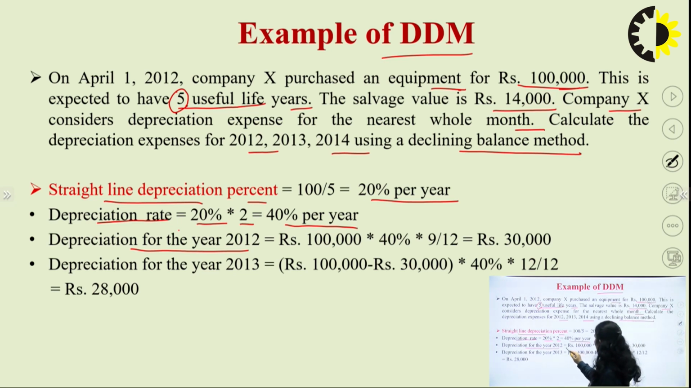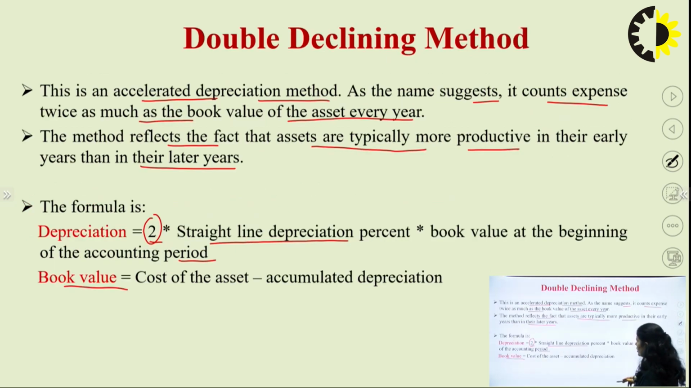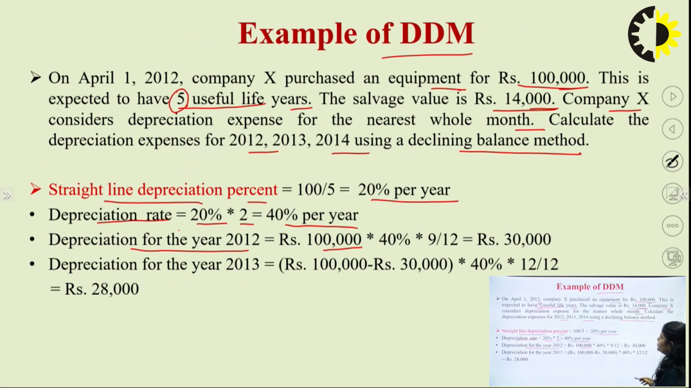So, we can see here that the cost of the equipment is given as 1 lakh and the salvage value is 14,000, but in this formula we are not considering the salvage value. At the beginning of this particular year, we will calculate the cost of the asset only. So, here we can see that this is 1 lakh into 40%. 40% is the depreciation rate, and this is 9 by 12 because we are not calculating it for the complete year.